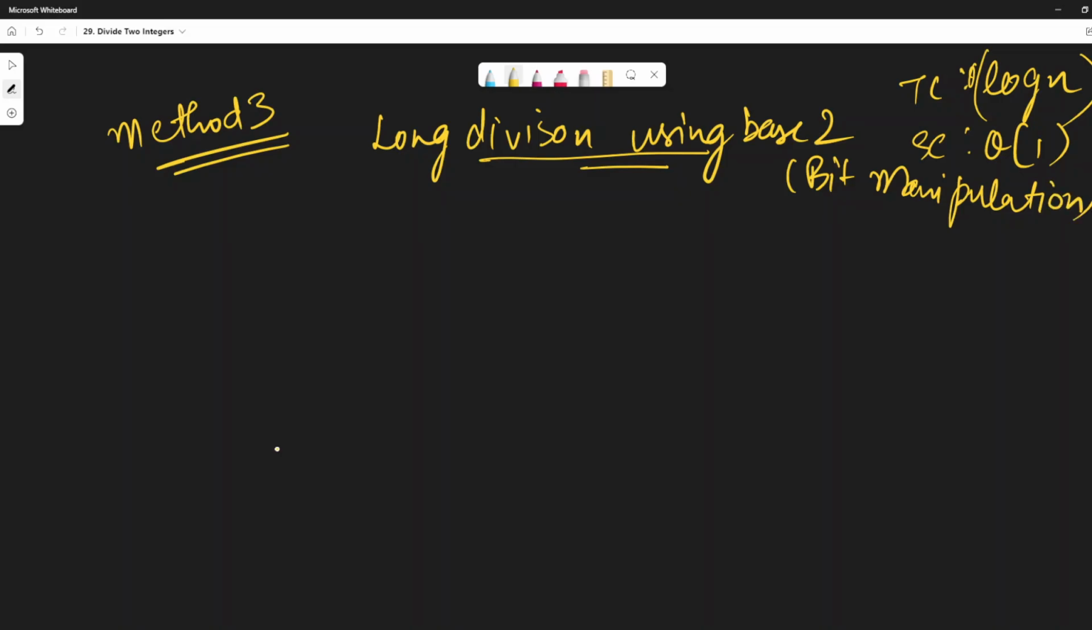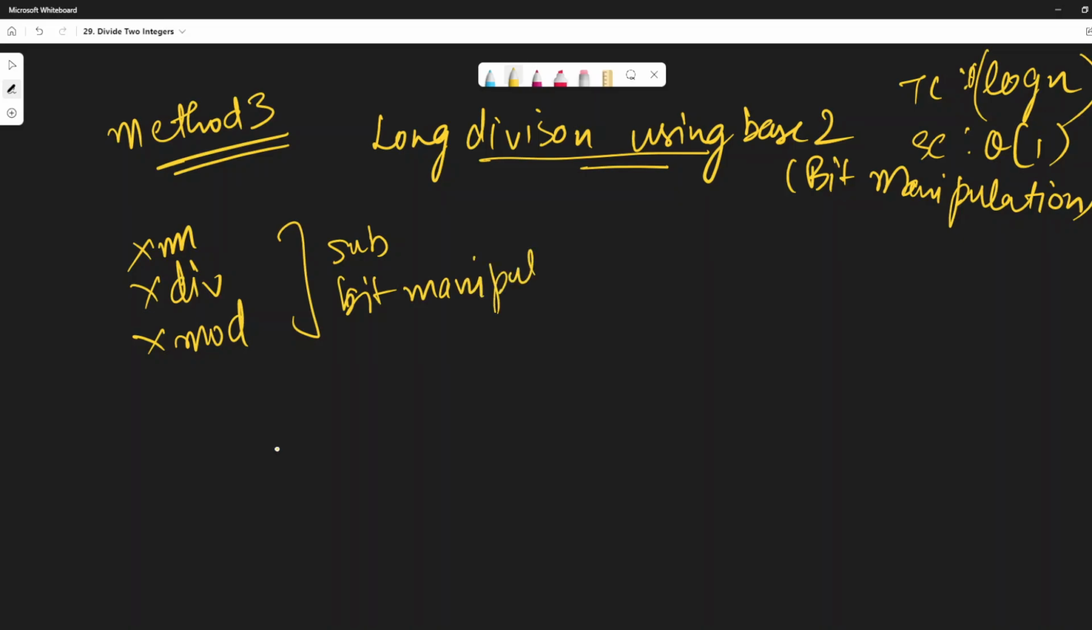Actually, while doing this question at the start, there were constraints that we don't need to multiply, we don't need to divide, we don't need to do mod, right? So because of these things, what comes to our mind first is, we could either do subtraction or we could do bit manipulation. These are the things which come to mind. So that's why this method. And the other thing required to start with this method was the method of continuous subtraction.